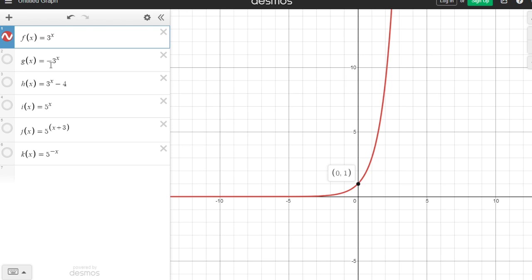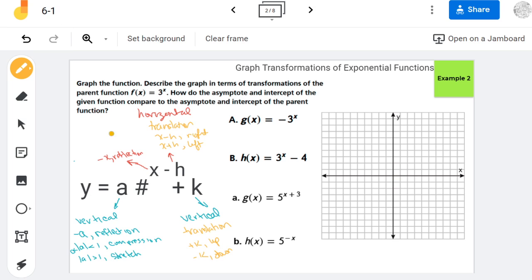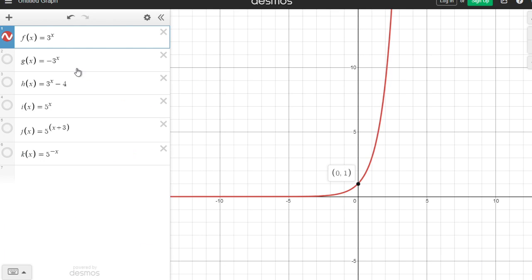So the first part of this question talks about what if it's a negative 3 to the x. Well, that negative being in front of it is a vertical reflection. So what this is going to do is flip the graph upside down. Notice my horizontal asymptote didn't change at all, but instead of going up by 1, it went down by 1. Okay, so that's something to consider.